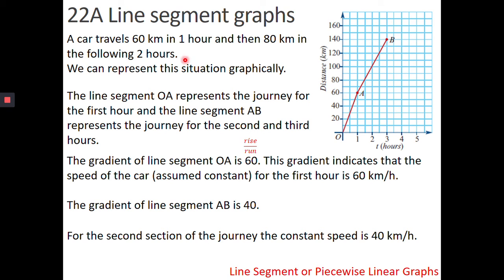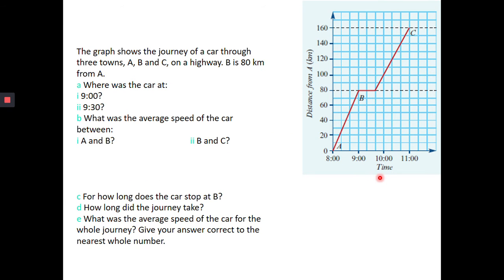So these are called line segment graphs. Sometimes they're called piecewise linear graphs. Piecewise means they're in different bits. You've got one bit there and one bit there, so they're in different bits. So here's a more complicated example.